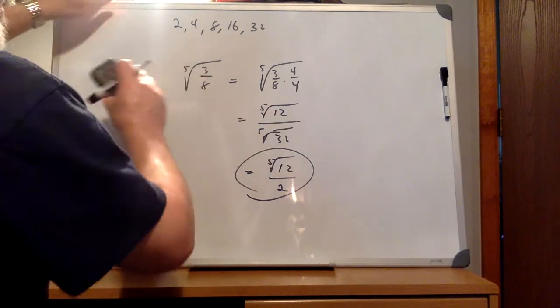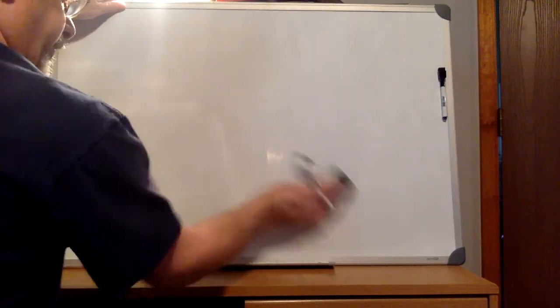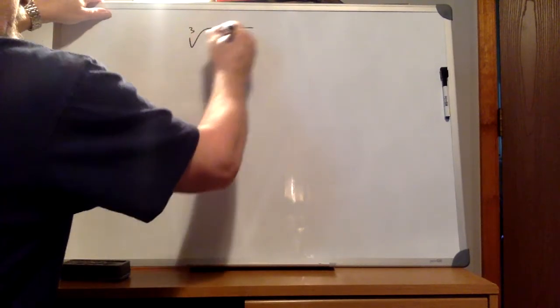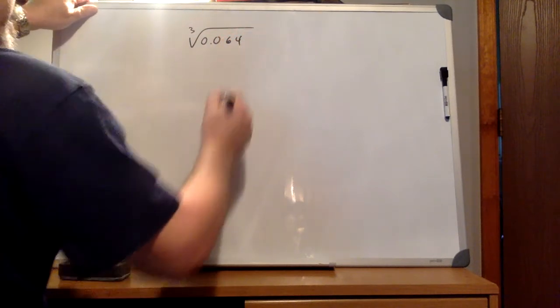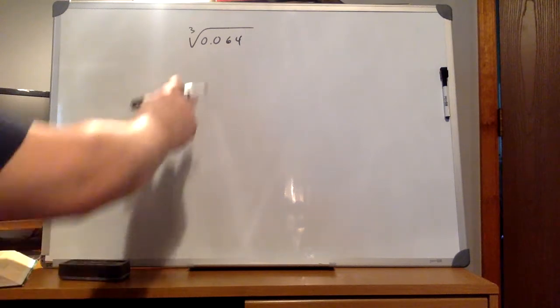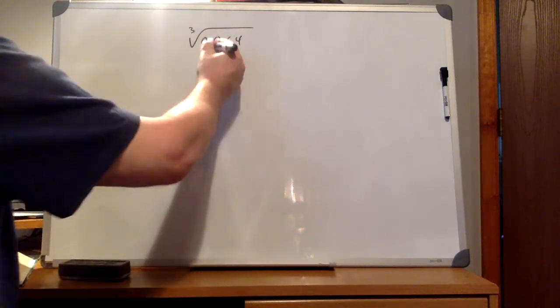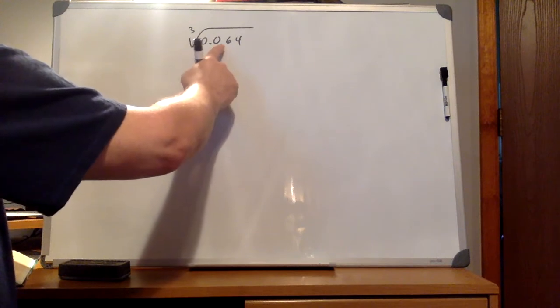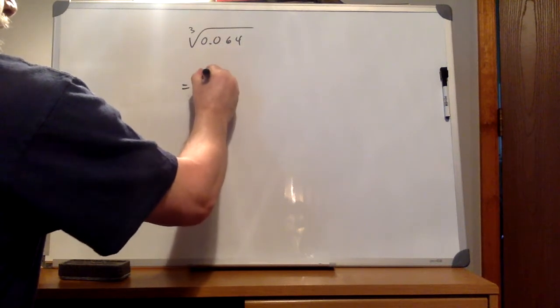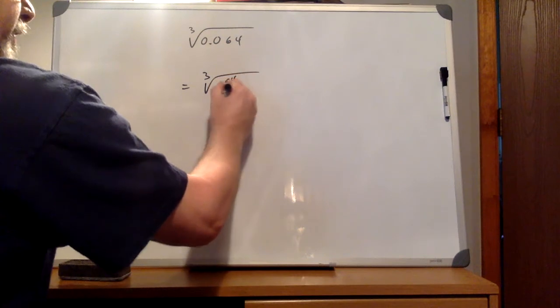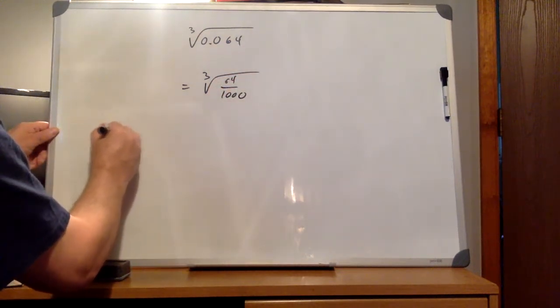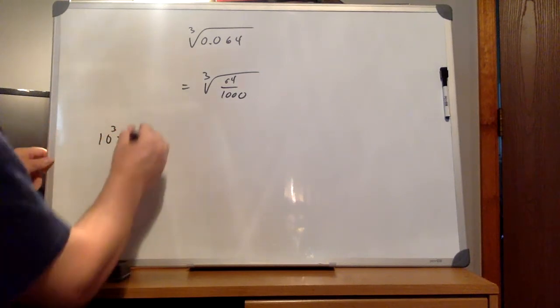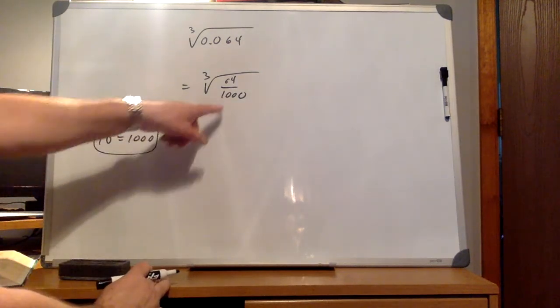And sometimes we could deal with some decimals here, so let's just do one of those quickly. Let's say I have the cube root of 0.064. So why don't we think of this as a fraction? So let's see, after the decimal point, it goes tenths, hundredths, thousandths. So this is really the cube root of 64 over 1,000. Right? Isn't 10 to the third power equal to 1 with 3 zeros after it? So that is a perfect cube.